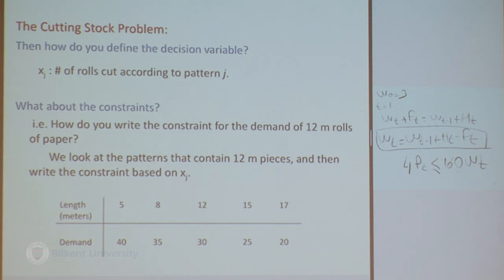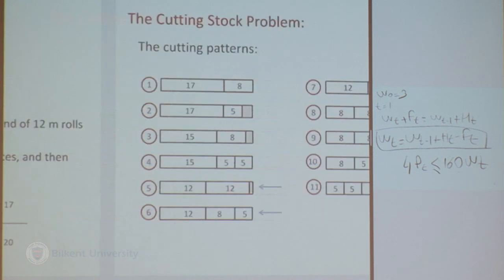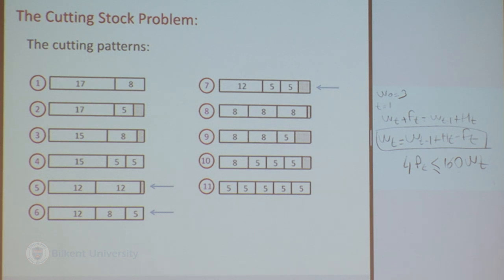Now each pattern also tells me what it is cutting, right? For example, let's look at the 12. I need to have 30 12s, right? Now let's look at my patterns and see which ones actually give me 12. I can get one from pattern 5, one from pattern 6, and one from pattern 7. No, I got 2 from pattern 5, sorry. I'm looking at the paper I got with 12.